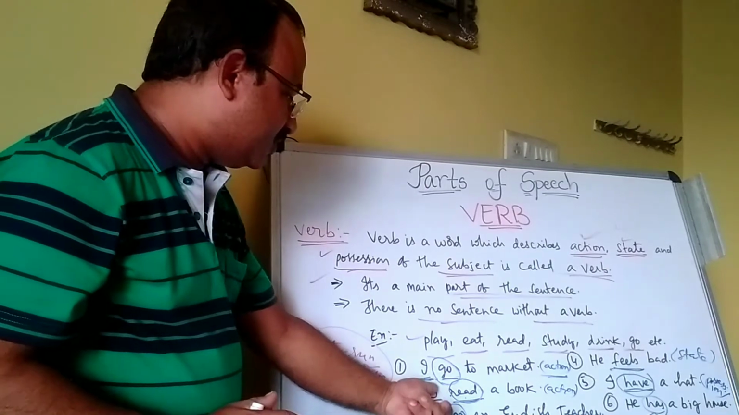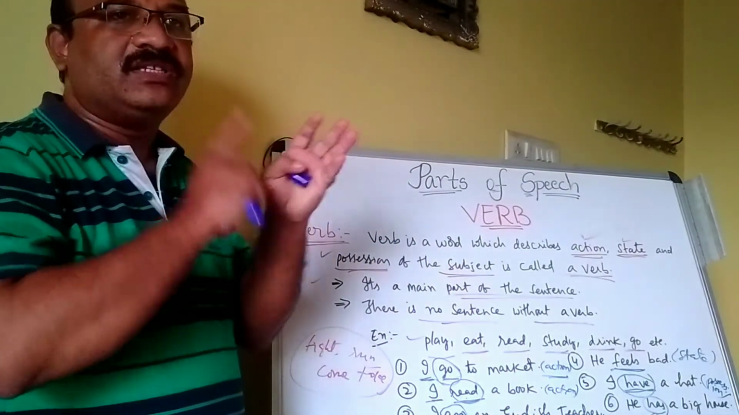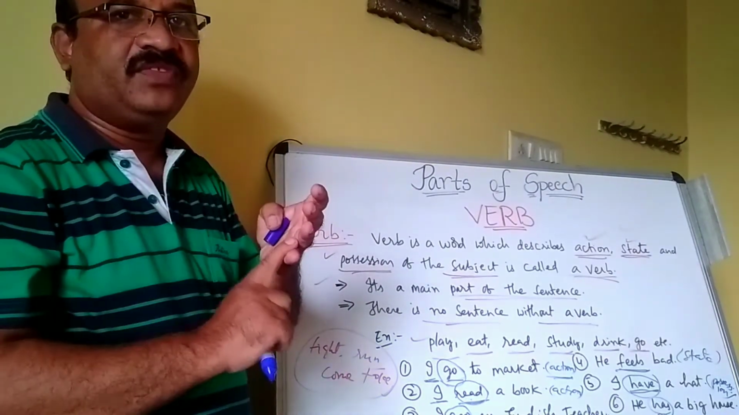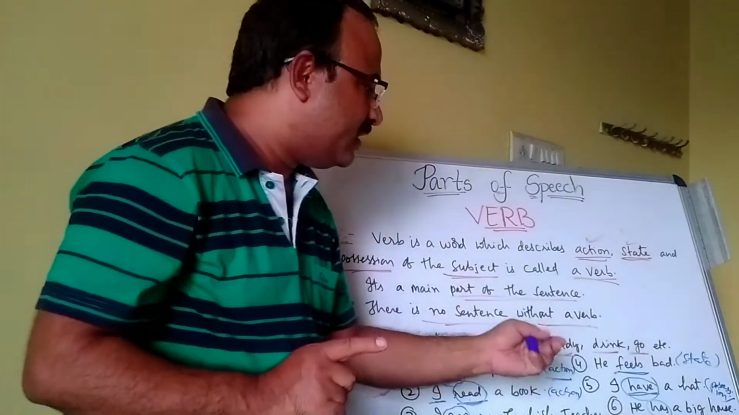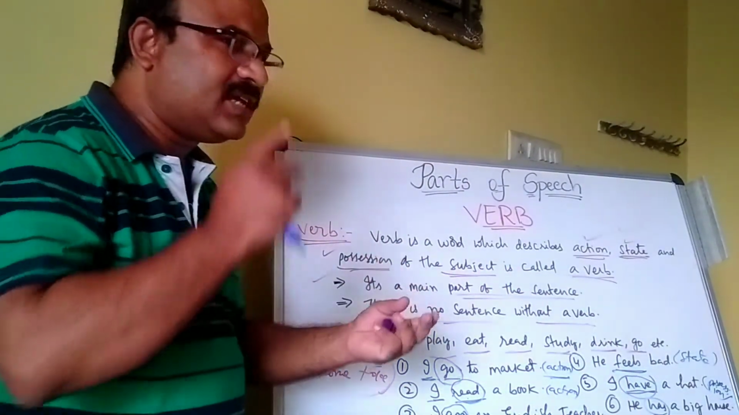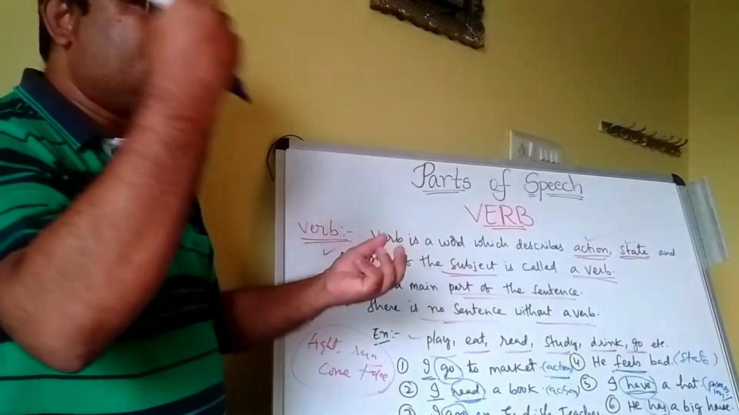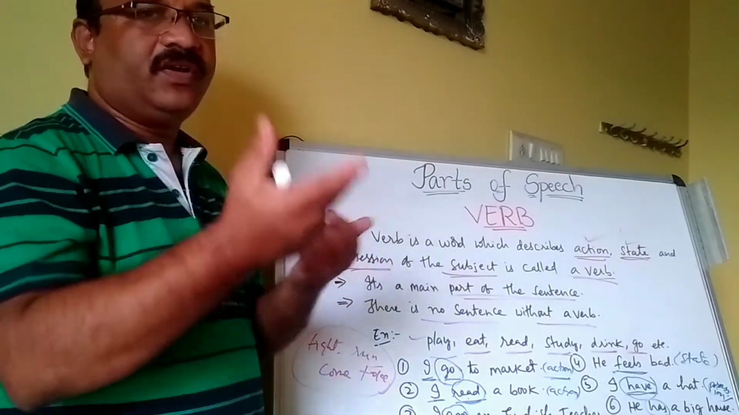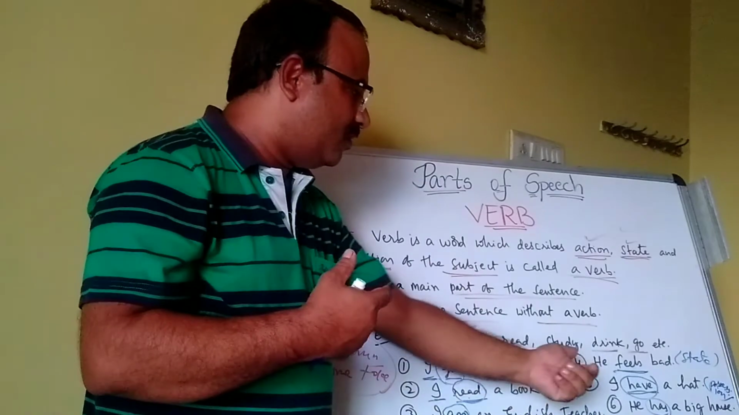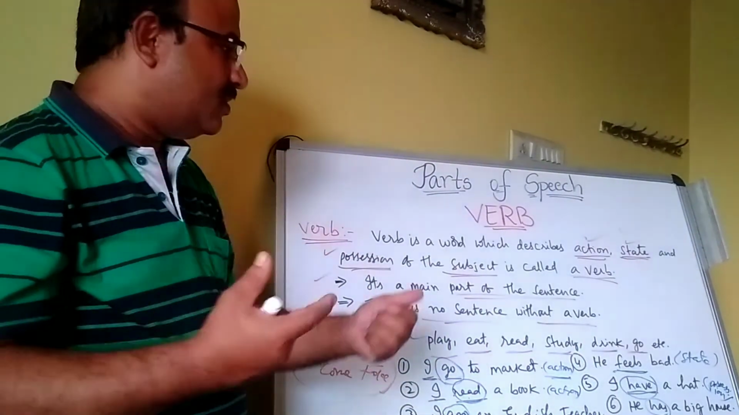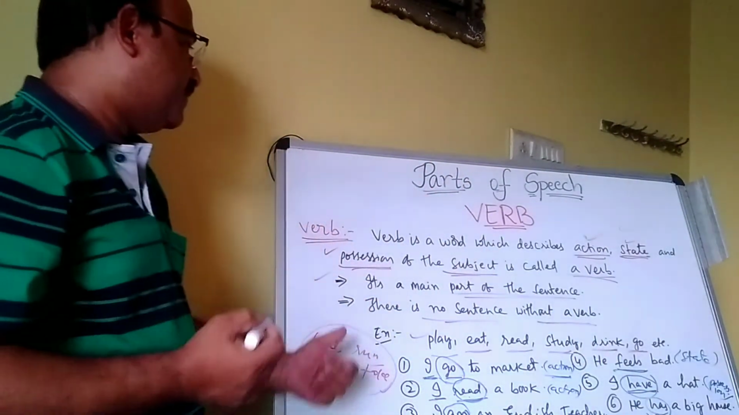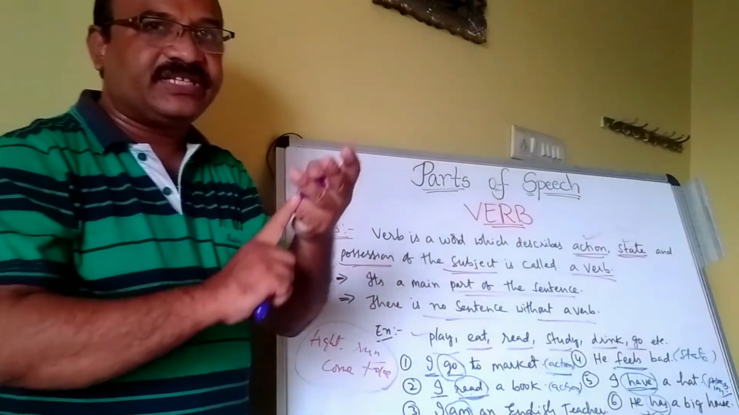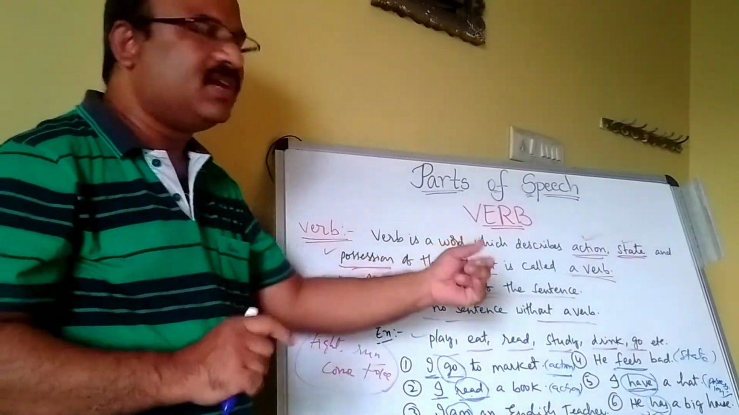Now, go through the examples. I go to market. So, go is a physical action. I am an English teacher. It is the state of being of the subject. I have a hat. He has a car. She has a beautiful ring. That is also possession of the subject. So, has and have are verb forms. Once again, I am repeating: verb is a word which describes action, state of being, or possession of the subject.